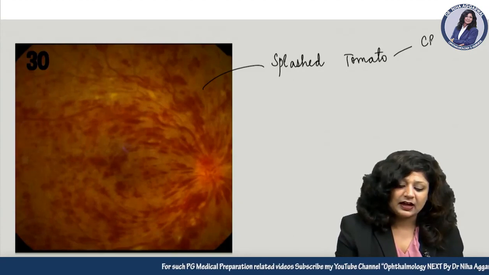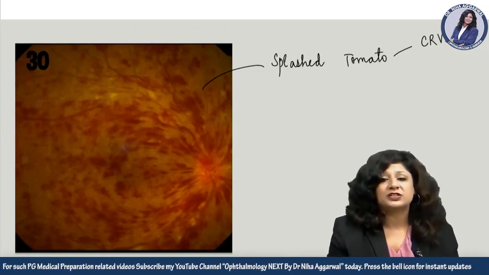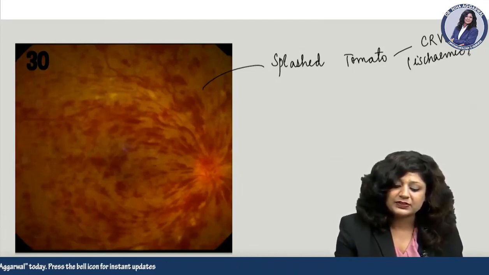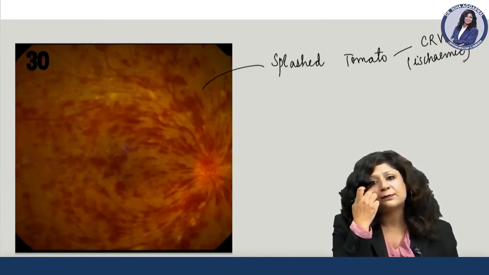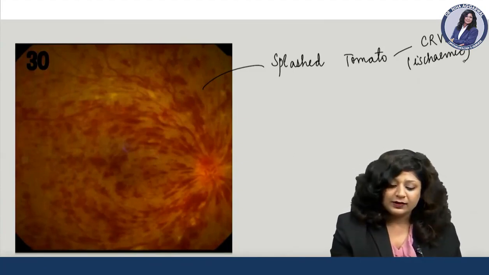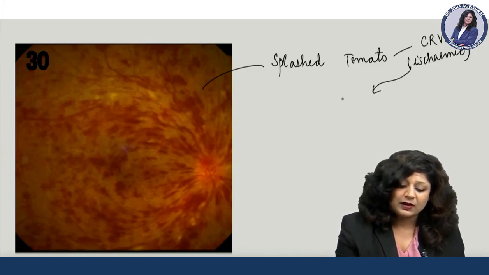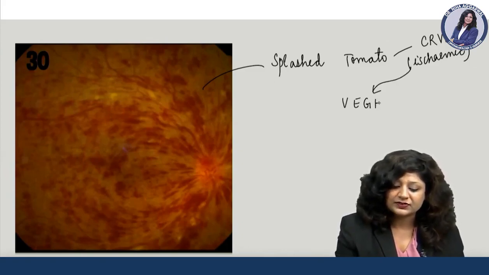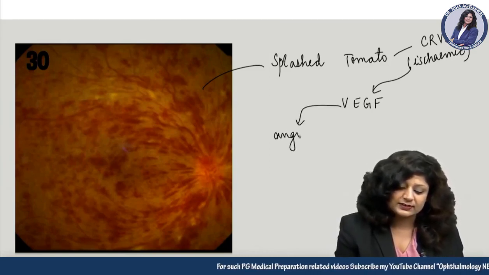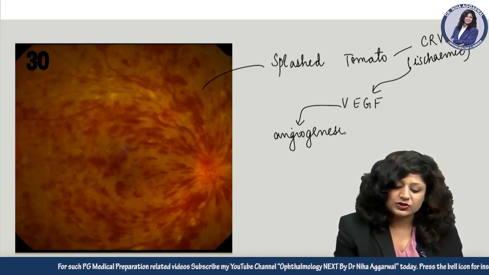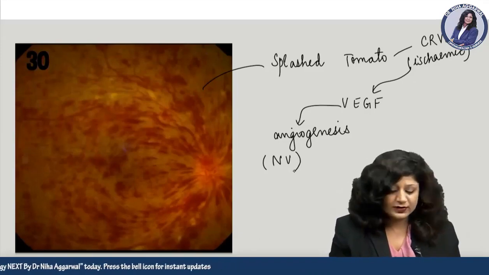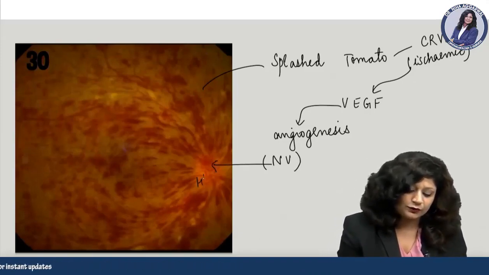In the CRVO. Which type of CRVO? In the ischemic type of CRVO. What happens in the ischemic type of CRVO? Because it is of ischemic type, a lot of ischemia is there. Now what will happen if there is a lot of ischemia? A lot of vascular endothelial growth factor is released. Now what is it causing? It will cause angiogenesis. Now what will happen due to angiogenesis? There will be a lot of neovascularization, and when there is a lot of neovascularization, there will be a lot of hemorrhages.